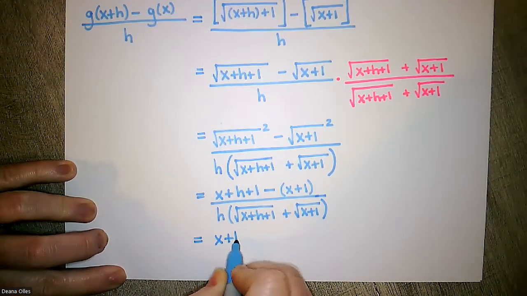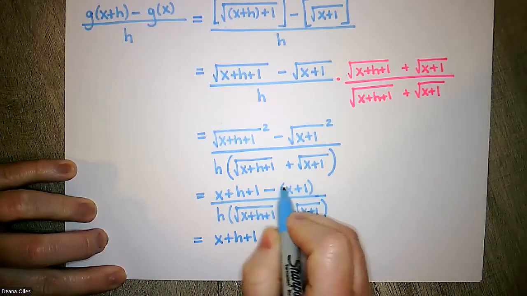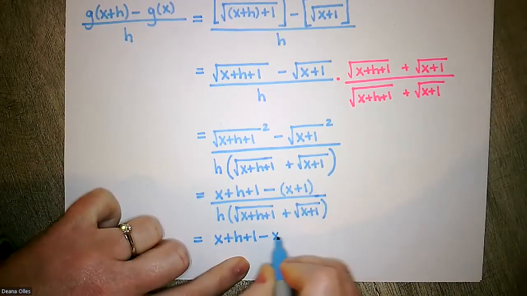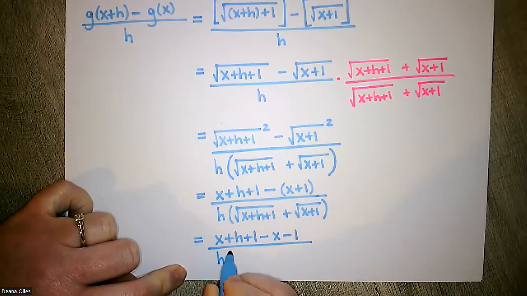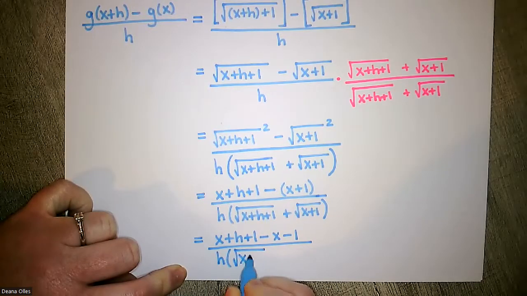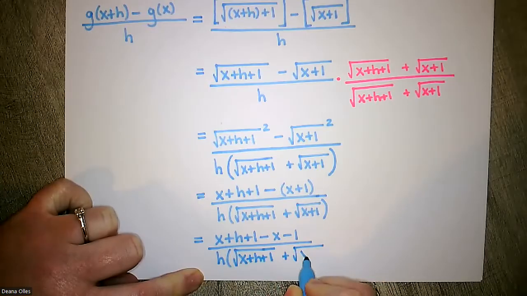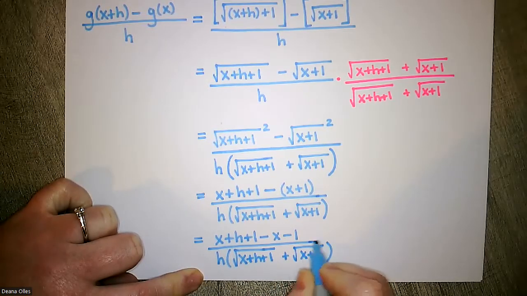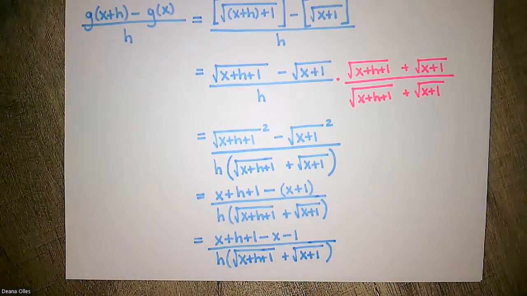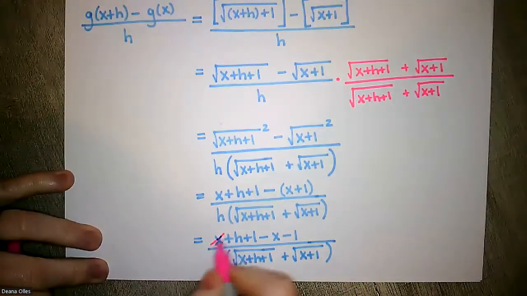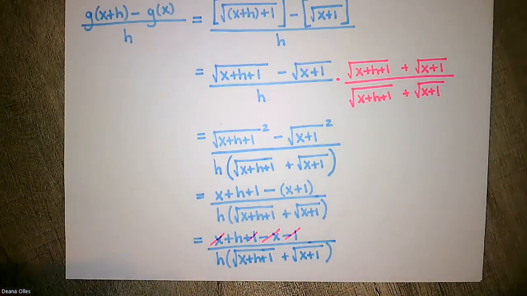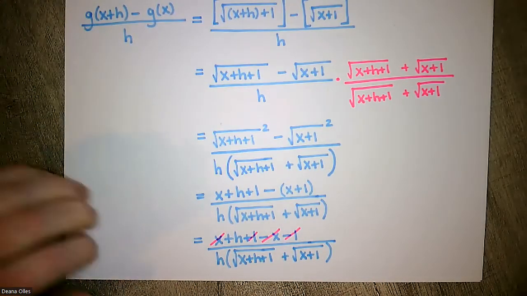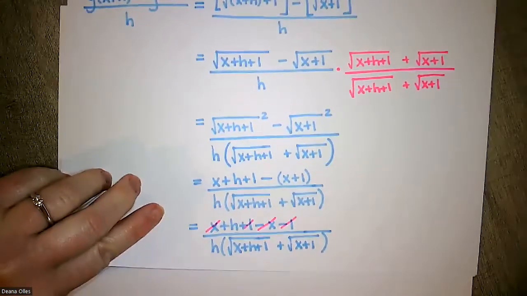All right, now having done that, let's go ahead and distribute that negative through. Okay, so we've got X plus H plus 1 minus X minus 1. And again, that's all divided by H times, leaving it as is. I promise I have a reason. Oh, I got a little messy down there. Sorry about that. And then I noticed that we have X minus X and 1 minus 1. So I can cancel those four terms and I'm left with H in the numerator. I'm just going to pull this down.